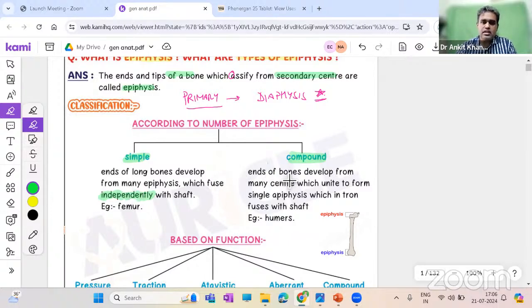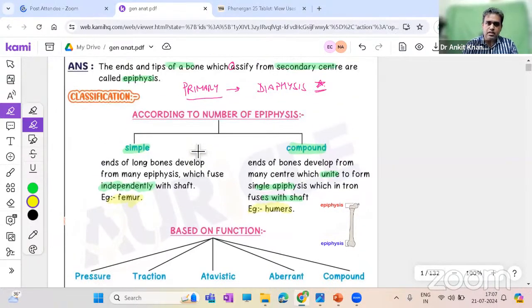Compound is when the ends of bones which develop from many centers unite. Imagine the same scenario, with three centers for the upper end of the femur. They first unite themselves and form a single epiphysis, which will then fuse with the diaphysis. That is known as a compound epiphysis. I gave you the femur example, but remember, femur is the example for simple epiphysis, and for compound epiphysis, the humerus is the main example. Now that was the simple classification.